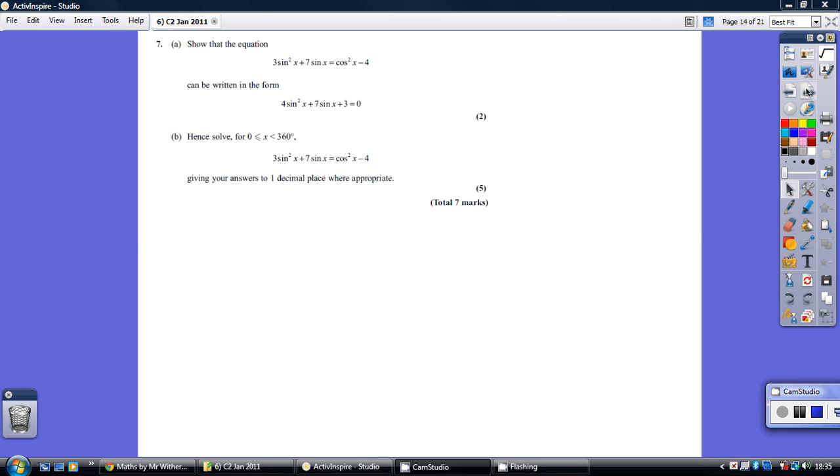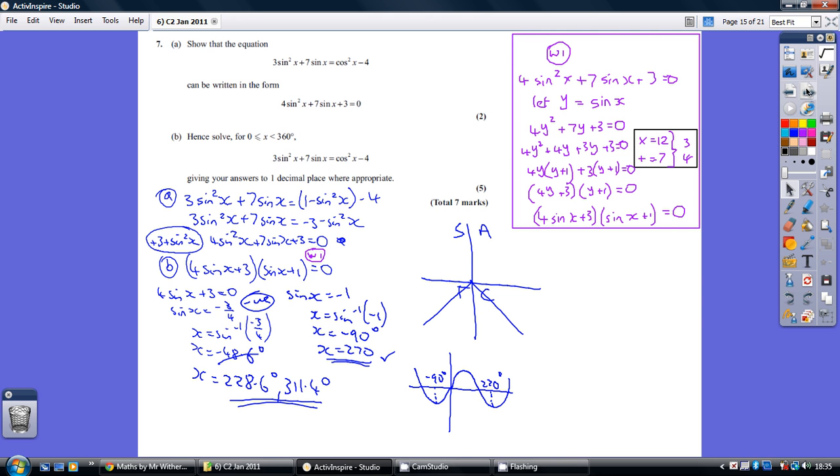Question 7, have a go. So for part A, we've got to show that something can be written in the form of this, where it's got sin squared x's and sin x's, no longer having any cos squared x's. So our opening thing is just to replace this cos squared x.